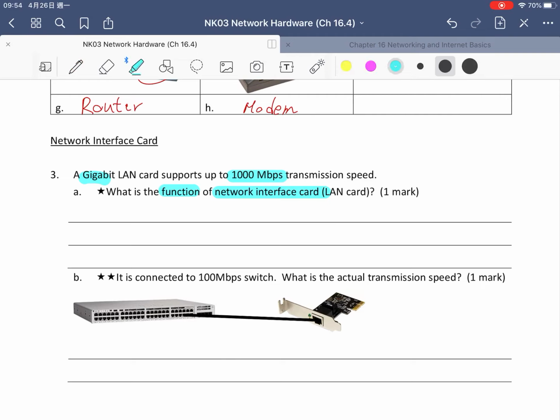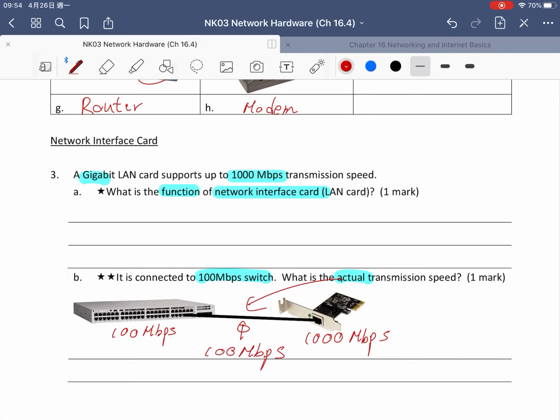If you connect the 1,000 megabit LAN card to a switch that supports up to 100 megabit per second, what is the actual speed? The card supports 1,000 megabit per second, but the switch supports up to 100 megabit. The actual speed is you take the lowest one, so it is 100 megabit per second. Because for communication, both devices must use the same transmission speed. I will highlight the key idea of the question only. You have to do it yourself.